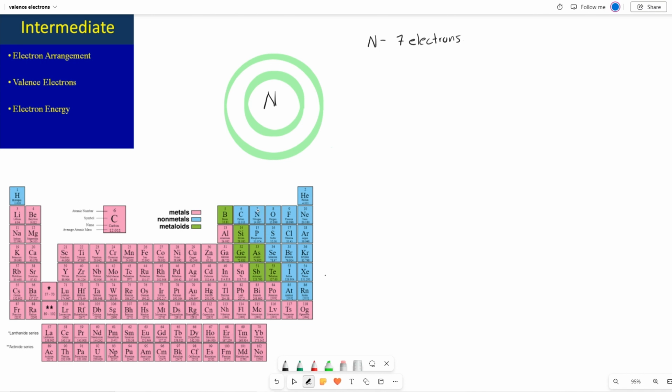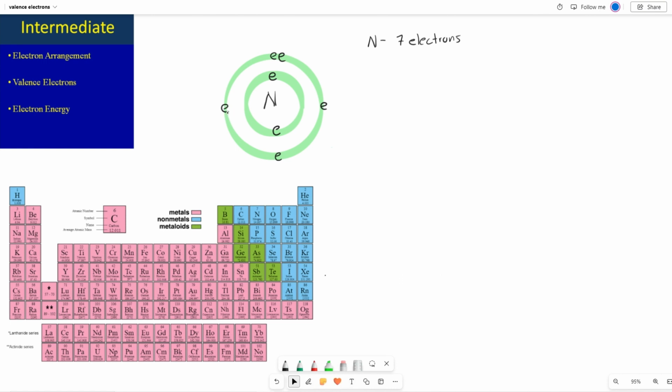And let's place those electrons in the proper energy shells or energy levels. Well, the first 2 electrons will go in the first energy level, because the first energy level can only hold 2 electrons. Second energy level can hold up to 8 electrons, but nitrogen has 5 electrons left. So we'll put 1, 2, 3, 4, 5. And that gives us a total of 7 electrons. So 1, 2, 3, 4, 5, 6, 7.